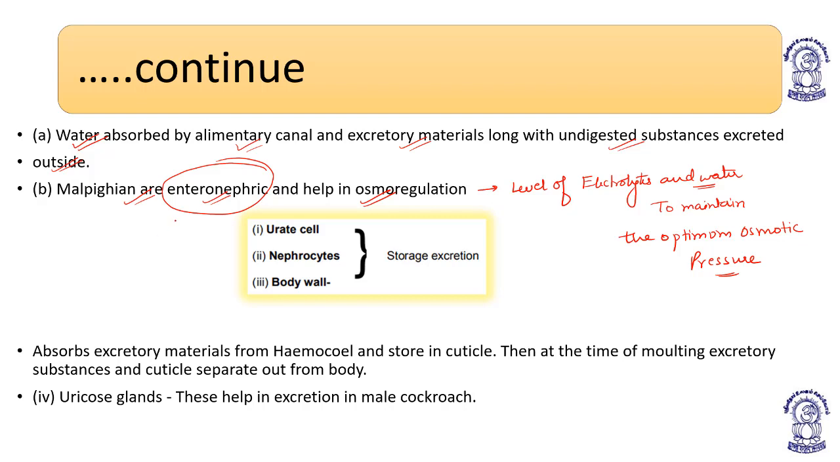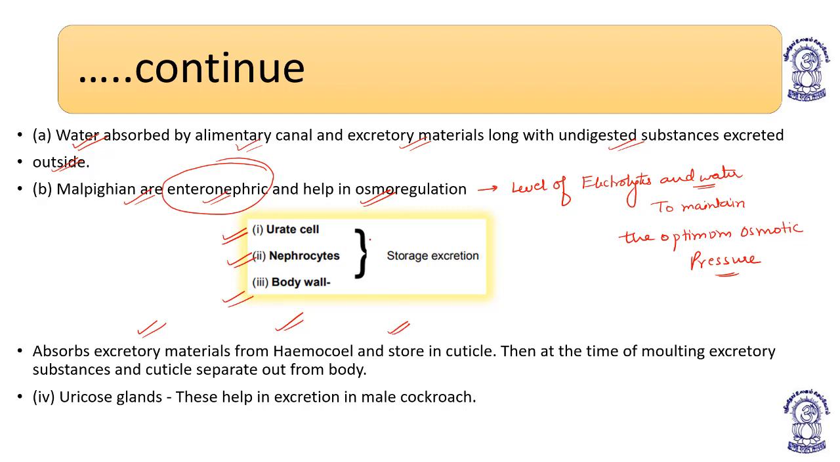Now the excretory part, there are three different cells which help in the excretion: the urate cells, the nephrocytes, and the body wall. Nephrocytes are just like nephrons of human kidneys. The body wall absorbs excretory materials from hemocoel. So all these cells absorb the excretory materials from hemocoel and store them in the cuticle.